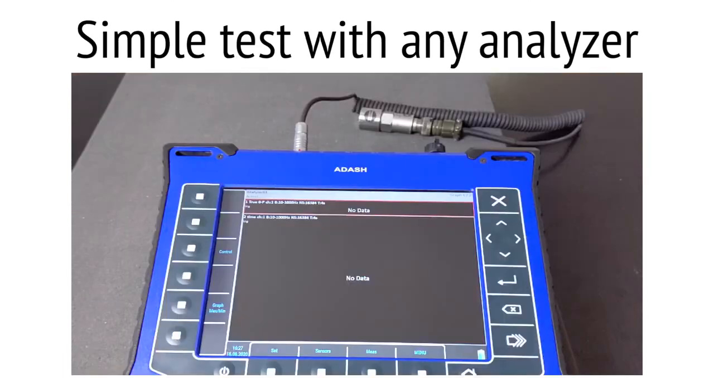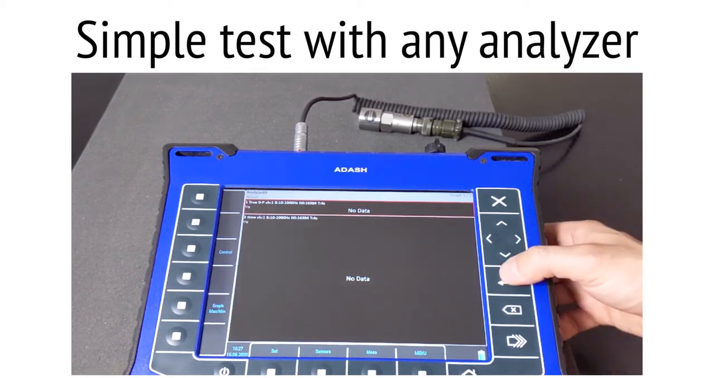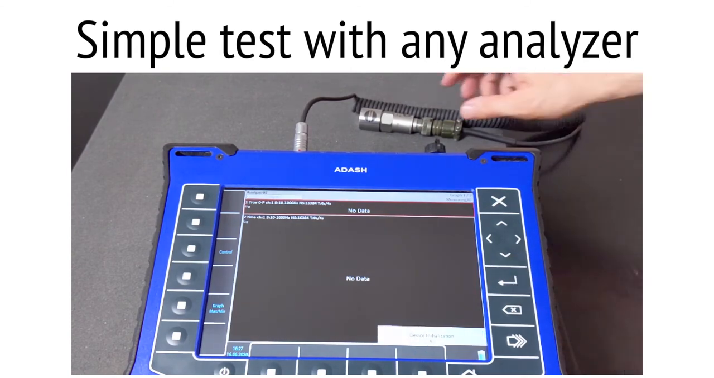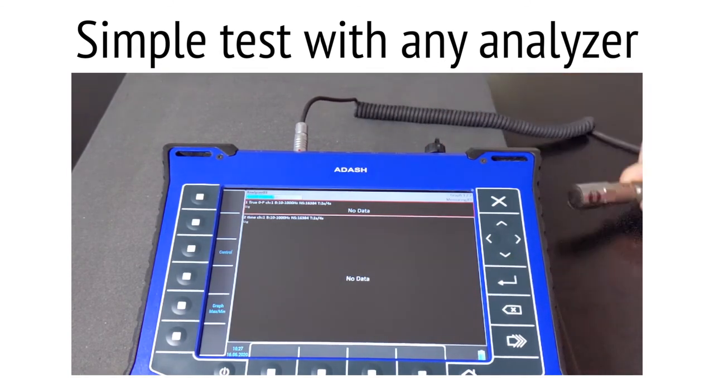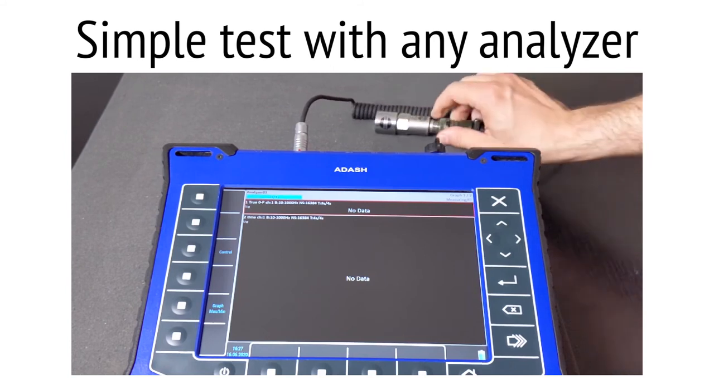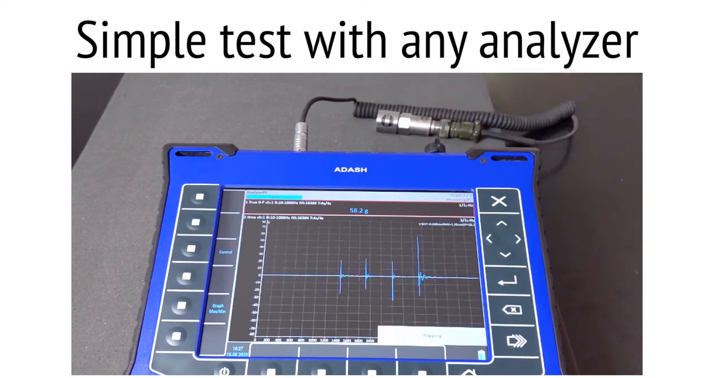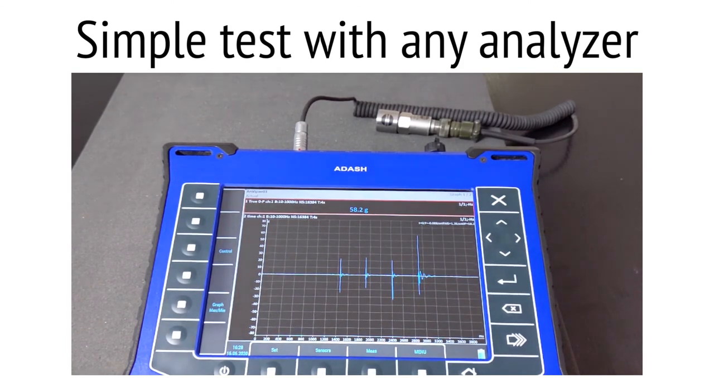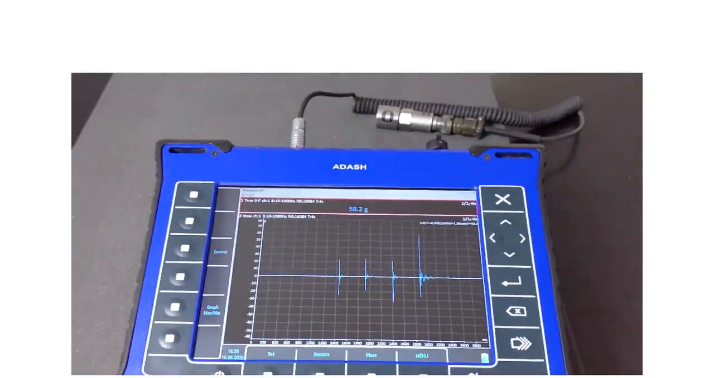You can use the next test for any analyzer. Place the sensor on something soft and run the measurement. After the auto-gaining, take the sensor and knock it on the table. No warning or error has to appear. The measurement must continue without overload problems.